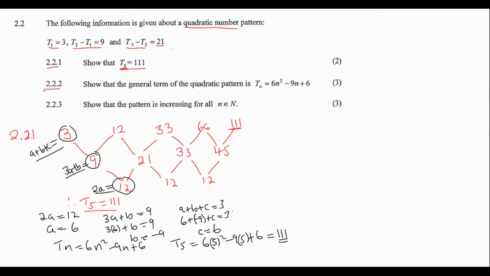Right, question 2.2. Question 2.2, we have already done this. So what we have done here, finding our Tn, proves that our Tn is equal to 6n squared minus 9n plus 6. So this is 2.2.2. So there's no need for us to repeat the same thing.